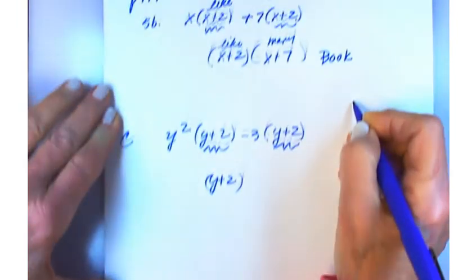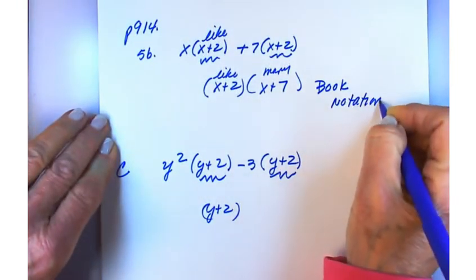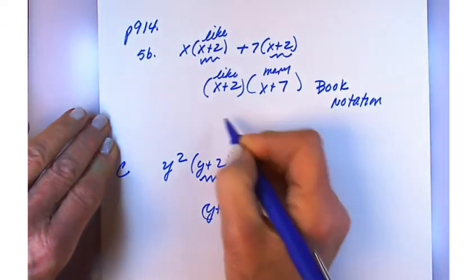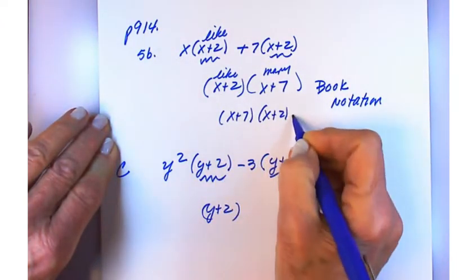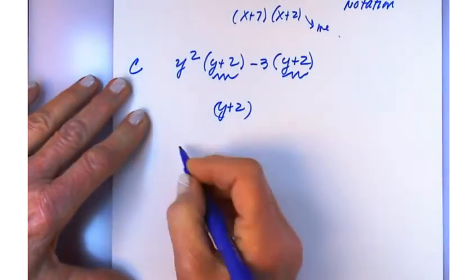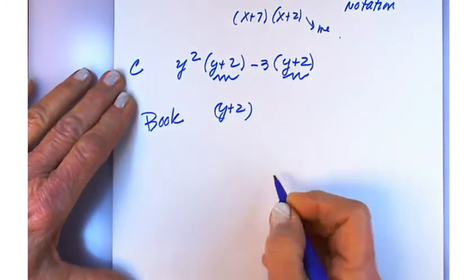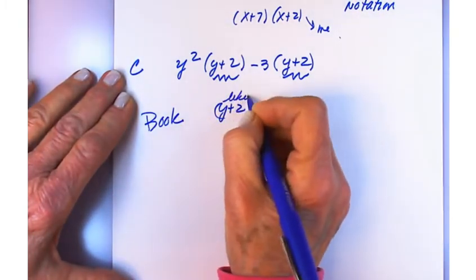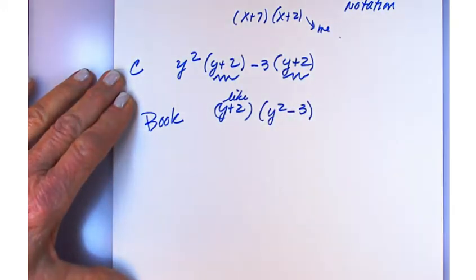Whoops, let me bring it down. Book notation. And I prefer this, but this is me. Okay, that's the book. Super. So I'm doing the book notation so that you don't get confused. I'm putting the like term first, and then I have y squared minus 3 second. Okay?